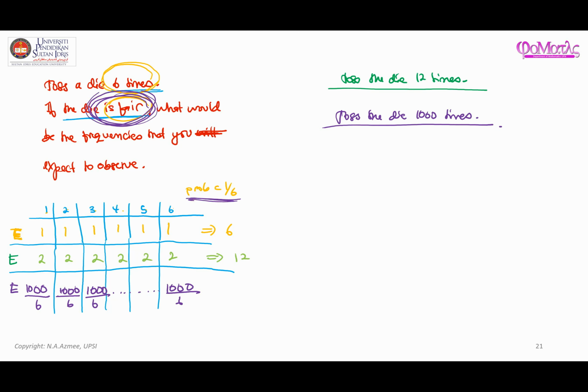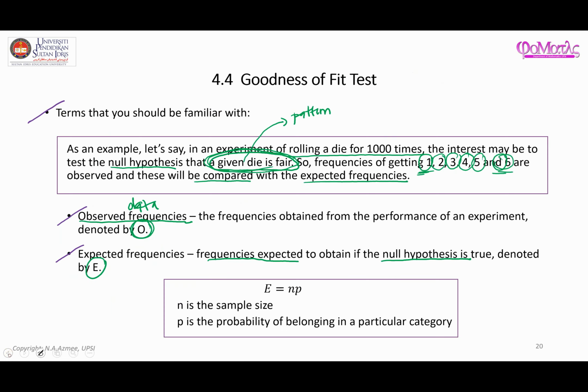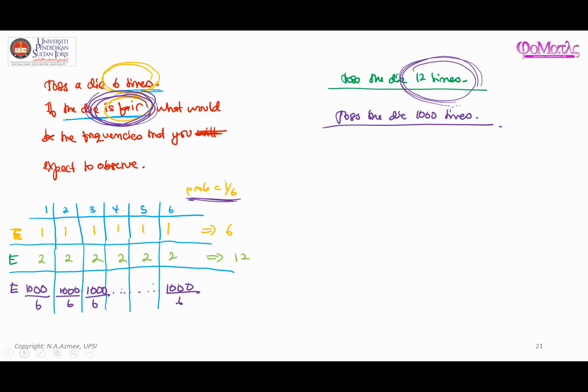And if you toss it a number of times, this will be multiplied by the probability in order to get the expected frequency. And therefore, this is a formula that you will have to implement in order to find the expected frequency. N is the sample size and P is the probability of belonging in a particular category.